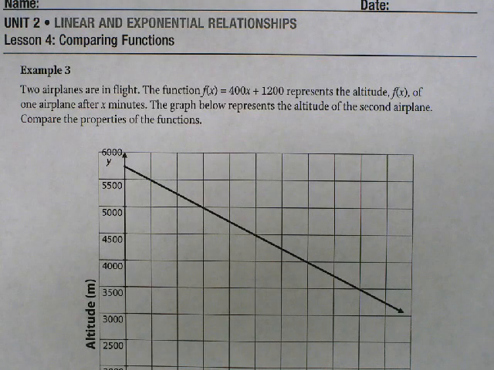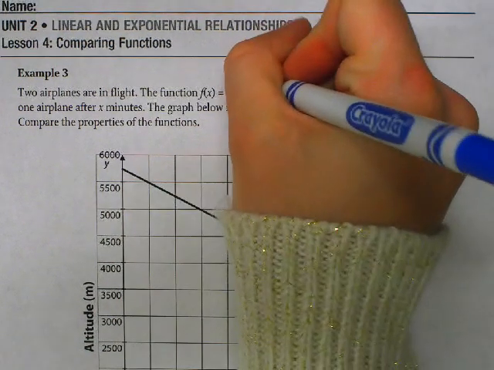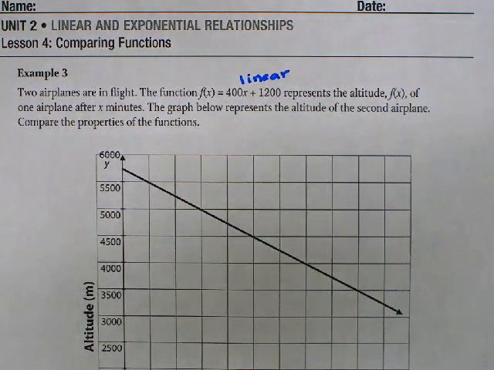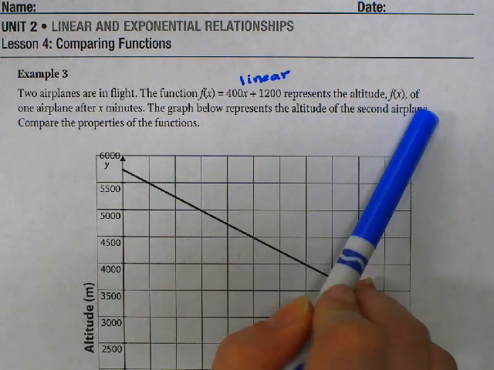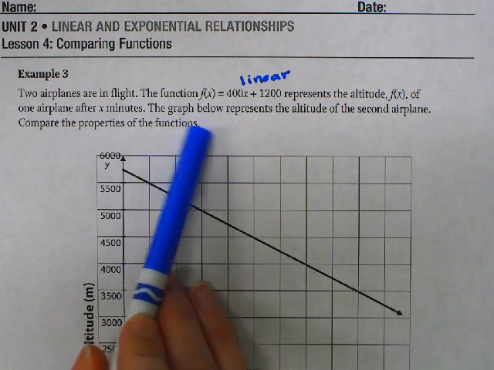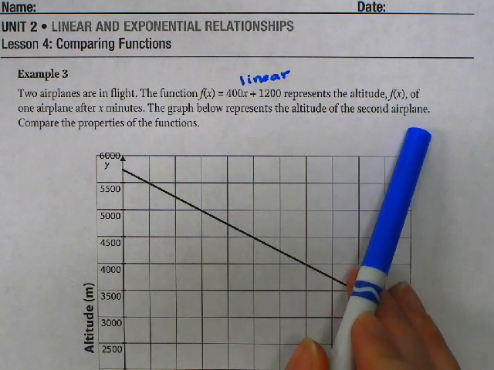Alright, ladies and gentlemen, we are on example 3, the last example of today. It says 2 airplanes are in flight. The function f of x equals 400x plus 1200. That's linear. I can tell because it forms y equals mx plus b. This function represents the altitude of one airplane after x minutes. The graph below represents the altitude of a second airplane.